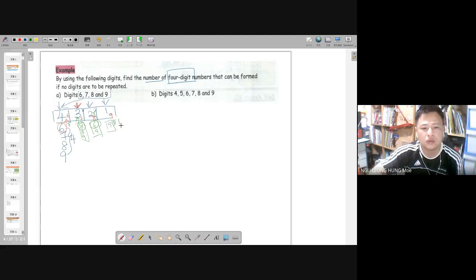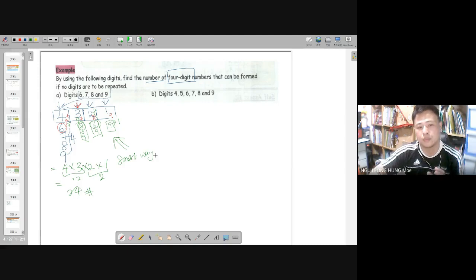So 1. That means this will become 4 times 3 times 2 times 1. Which means this one is 12. This one is 2. So 24 options. So we have 24 options. Like just now, when we listed down all the numbers, it was also 24, right? Am I right? So this is a smart way that we can get the numbers faster.